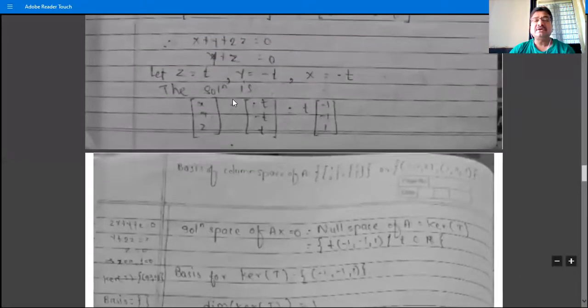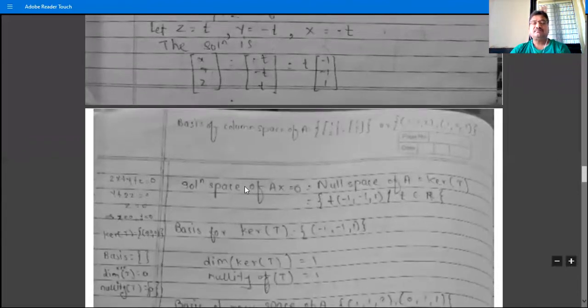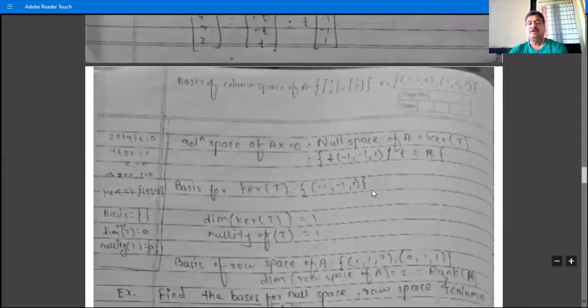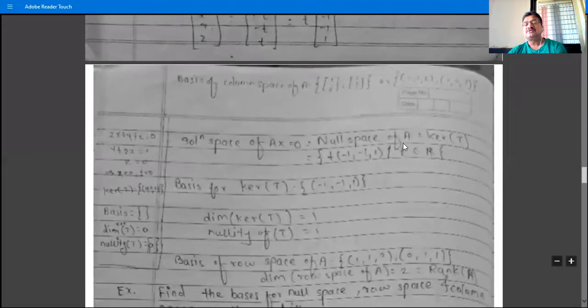And therefore the solution of the system in matrix form is the column matrix x y z equal to minus t, minus t, t. Taking t as common, we have the column matrix -1 -1 1. So the solution space of the system Ax equal to 0 is the null space of the matrix A, and the null space of A is equal to the kernel of T.